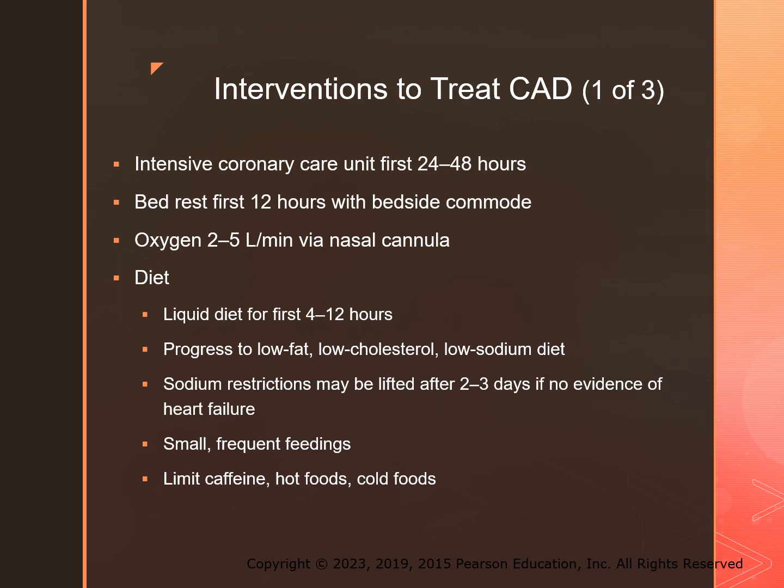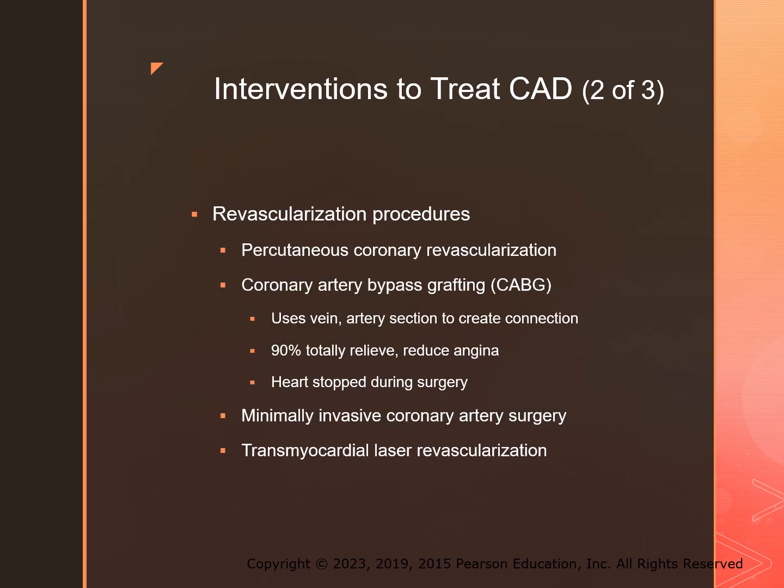And now we're looking at interventions to treat CAD. These are listed here for you. Make sure you read over this slide. Oxygen 2 to 5 liters, bed rest. They don't need to be anything aggressive. Low fat, low cholesterol diet. Liquid diet maybe for the first 12 hours. And limit caffeine, because caffeine increases your heart rate as well.